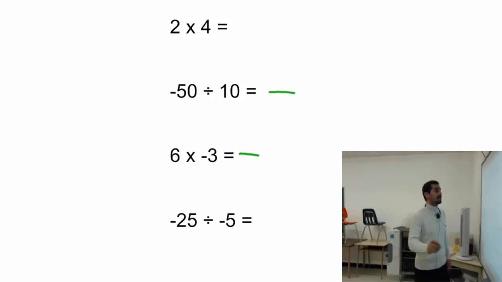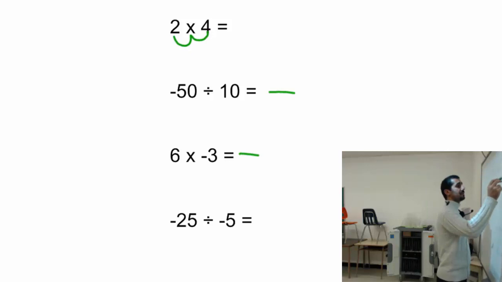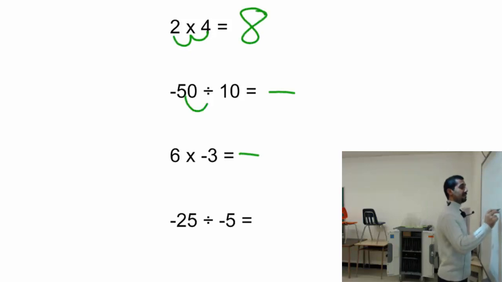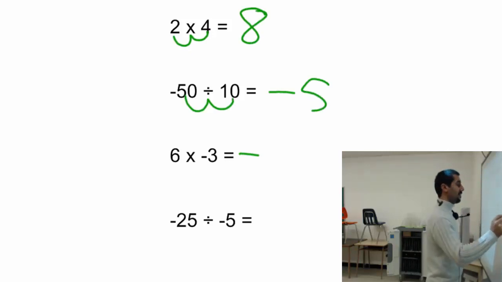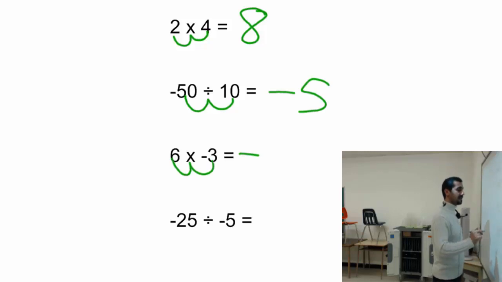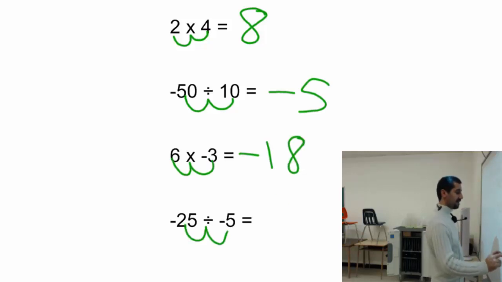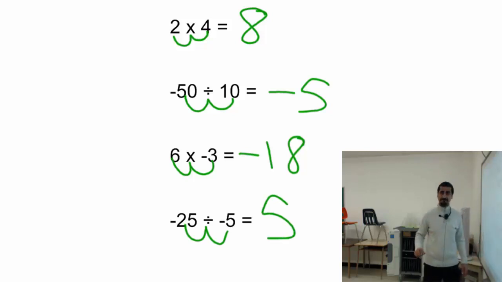And then the numbers. 2 times 4, 8. 50 divided by 10, 5. 6 times 3, 18. 25 divided by 5, 5. All right, let's just practice.